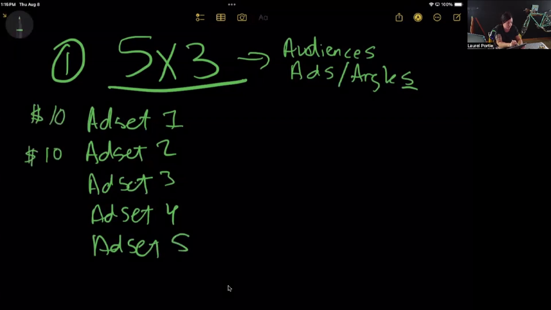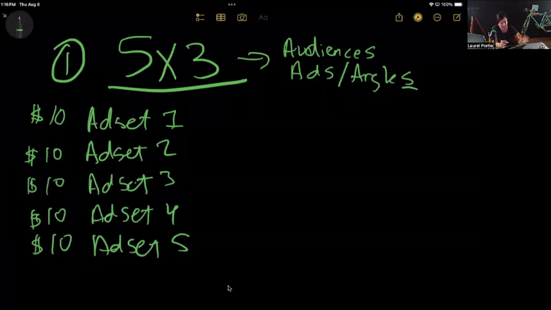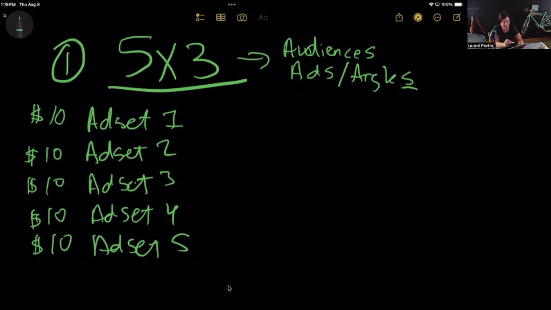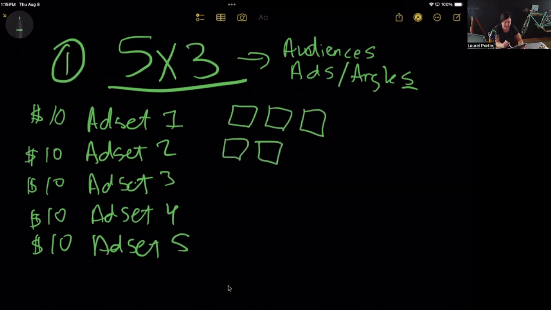So we can start these each out at $10 just for this example. I typically start ad sets at $10 to $20 depending on the budget. You can start it however you want, but I like starting at a lower budget to give Facebook time so that we can increase the budget. I find that I get a more even scale that way. But the reason that it's called a 5x3 is because we've got 5 ad sets, and then we're putting the same 3 ads underneath each ad set.